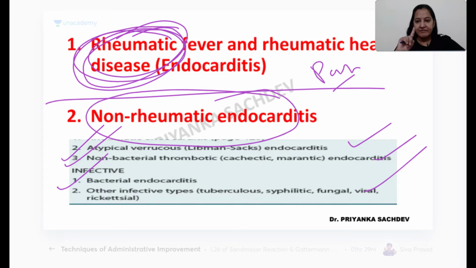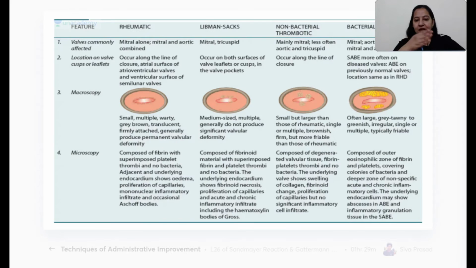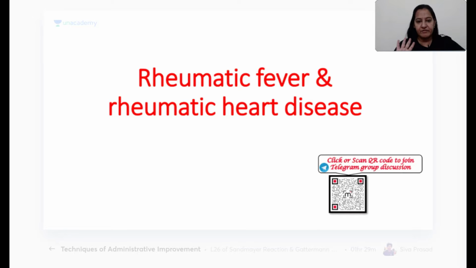So I will give you a brief review of rheumatic fever first, in the first 5 minutes. Then we will start the rest of the topics. These are the 4 types of endocarditis. I will read this table at the end, when I have covered all 4. First, I am giving you a brief revision of rheumatic fever and rheumatic endocarditis.